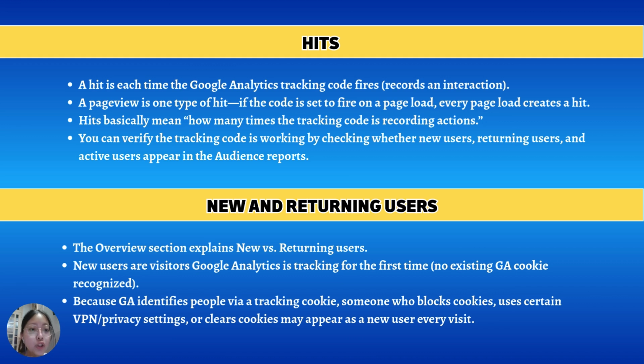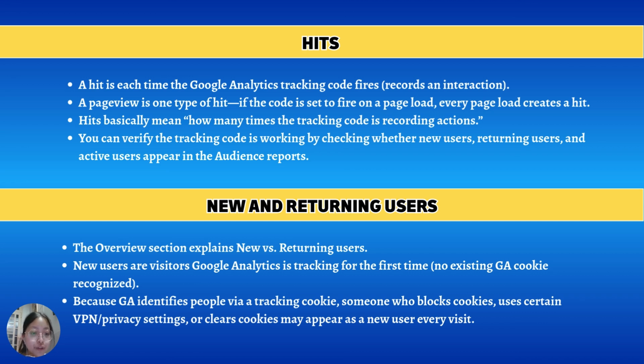Next one is hits. A hit is each time the Google Analytics tracking code fires. A page view is one type of hit. If the code is set to fire on a page load, every page load creates a hit. And you can verify the tracking code is working by checking whether new users, returning users, and active users appear in the audience reports.